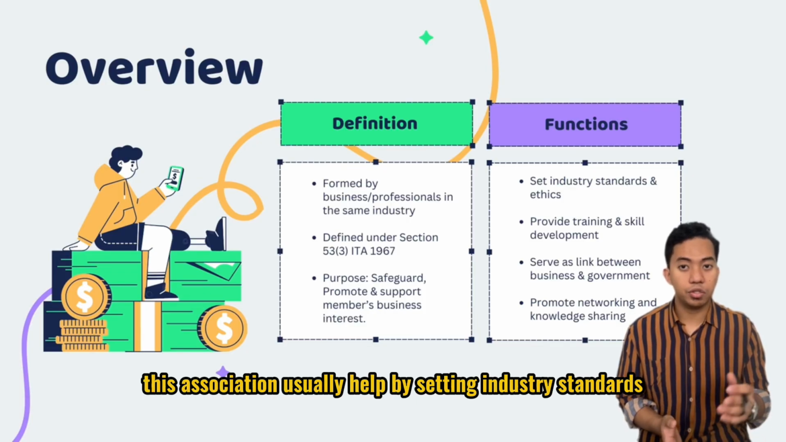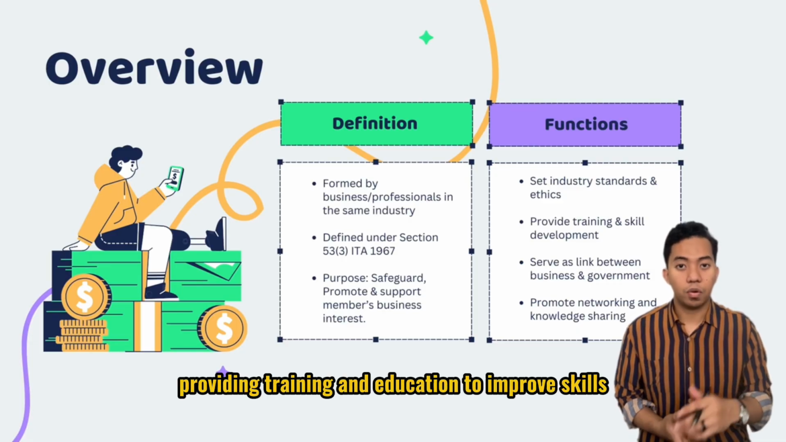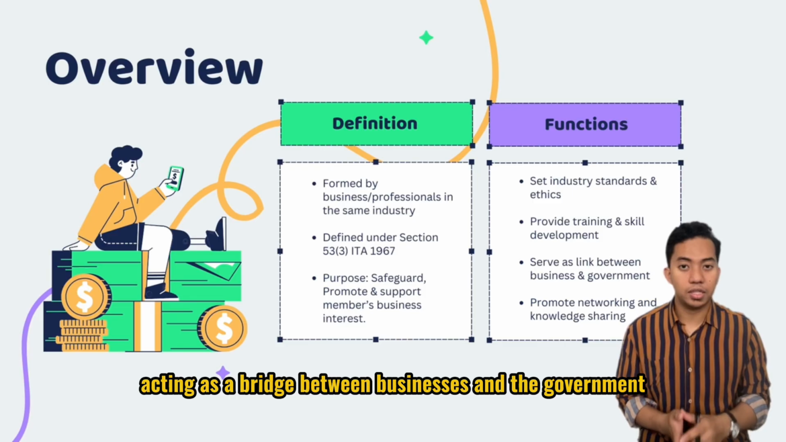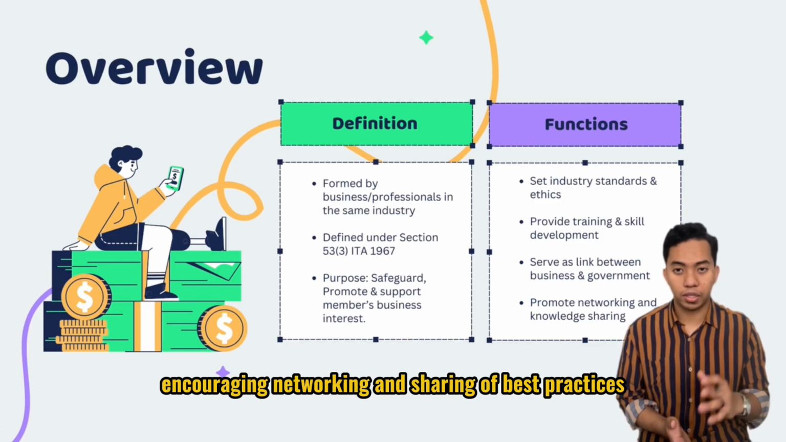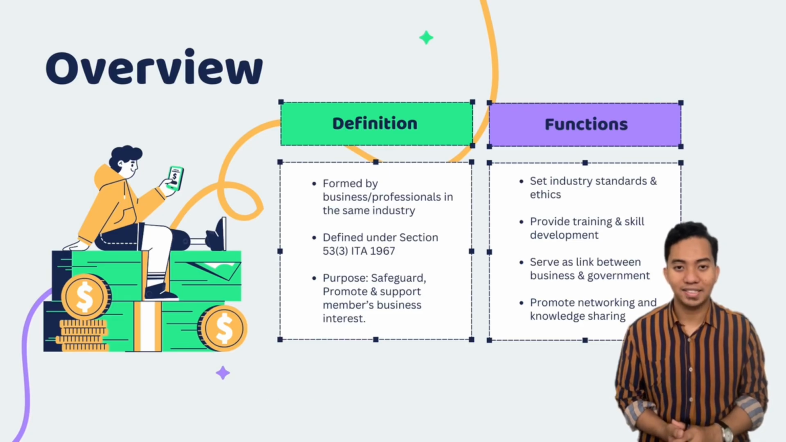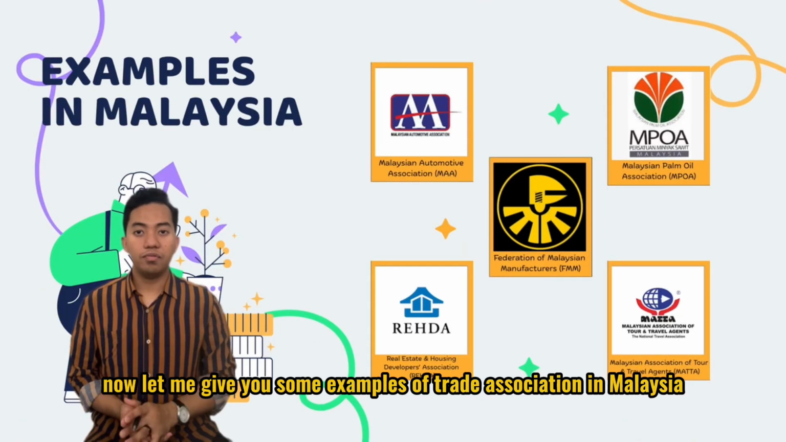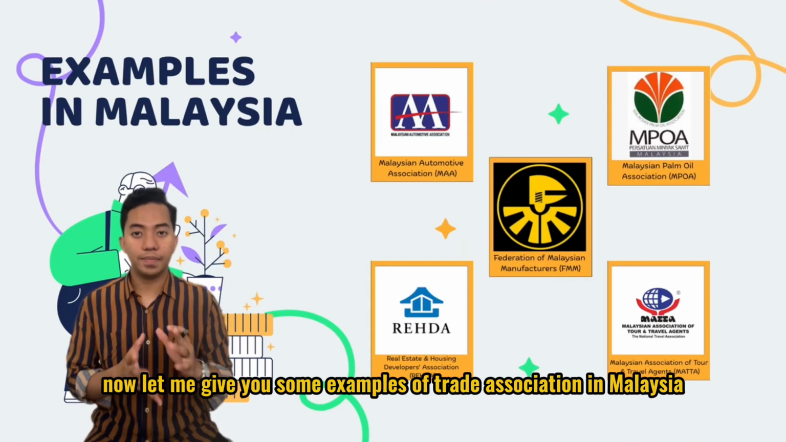These associations usually help by setting industry standards and ethical guidelines, providing training and education to improve skills, acting as a bridge between businesses and the government for policy discussion, and lastly, encouraging networking and sharing of best practices. Now, let me give you some examples of trade association in Malaysia.